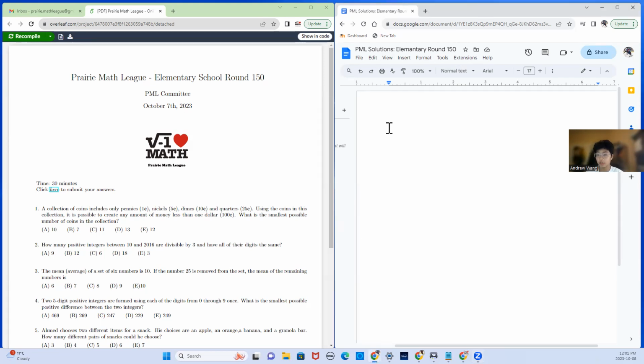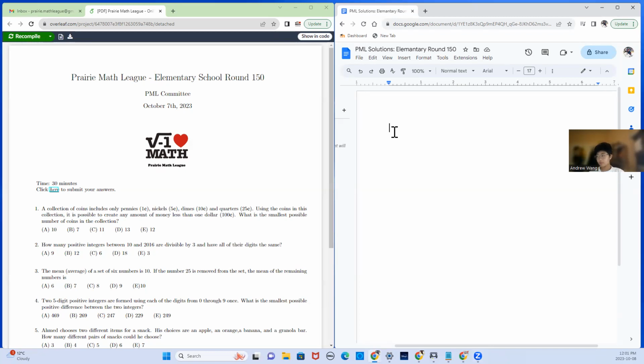So the first question: a collection of coins includes only pennies, nickels, dimes, and quarters. Using the coins in this collection, it is possible to create any amount of money less than $1. What is the smallest possible number of coins in the collection? The options they give are 10, 7, 11, 13, and 12.